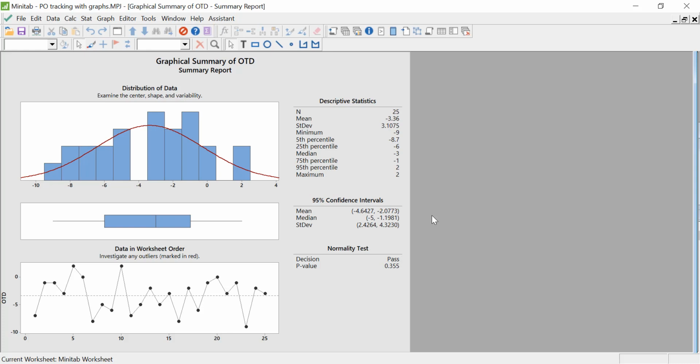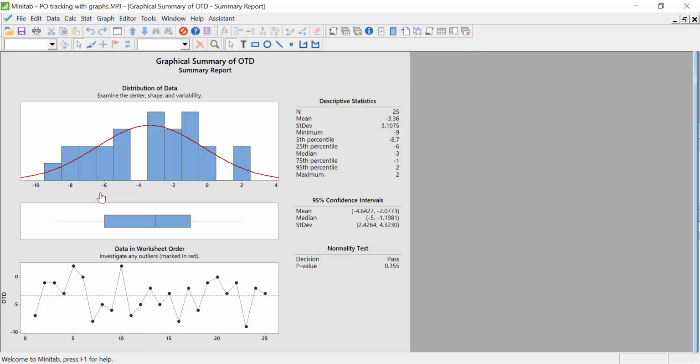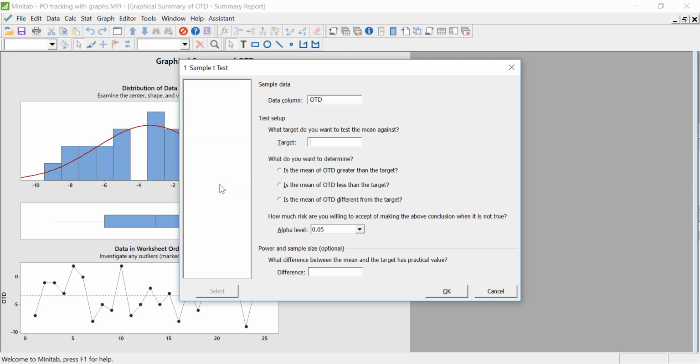On-time delivery means the difference between the date it was promised and the date it was shipped was 0 or greater than 0. So let's take a look. Maybe I want to test the hypothesis that on-time delivery, on average, we are meeting that 0, or shipping when we promise. So I'm going to compare one sample with a target. This happens to be a one-sample t-test. The data are in on-time delivery. My target is actually 0. And I'd like to determine if the on-time delivery is less than 0.